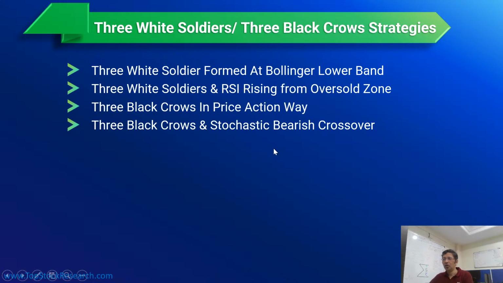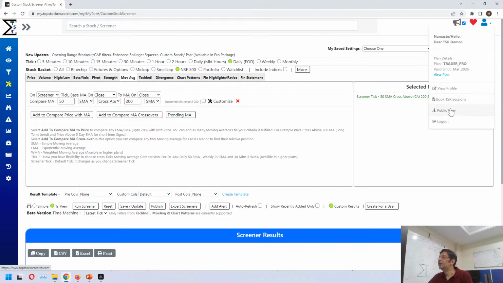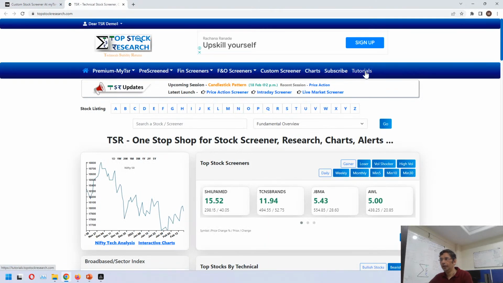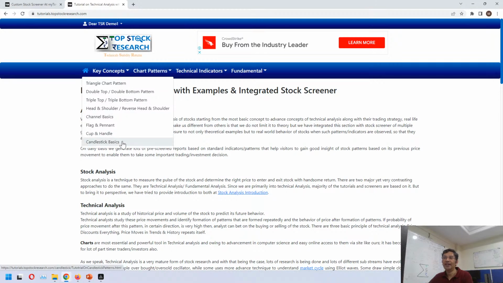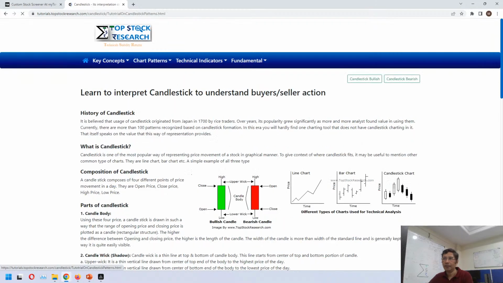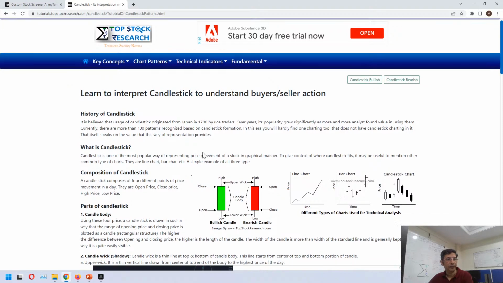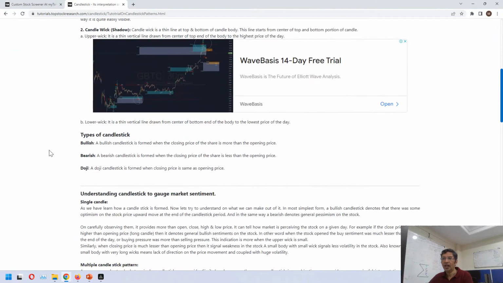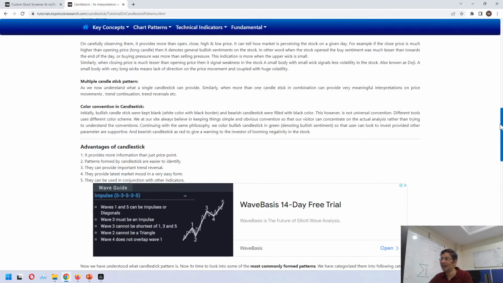If you want to know about all the patterns and you find that session going a little fast, we have created a small tutorial for this. Go look at the tutorials. In the tutorials, go to chart pattern, candlestick basic, right? It will tell you the very basics about candlesticks: how candlesticks are, how you understand a candlestick, and the advantages and disadvantages of candlesticks.